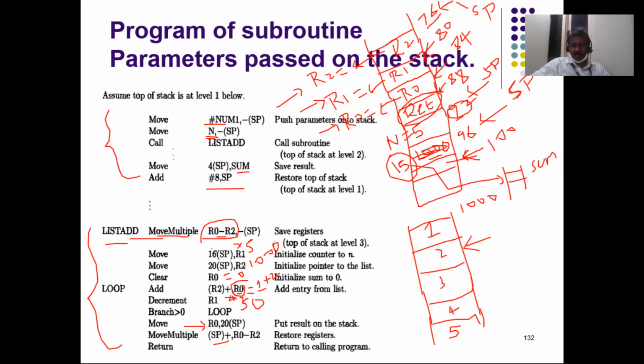Now we are using R0, R1 and R2 as per our convenience. We are storing the number of values in R1, the starting address of the first number in R0, R2, and the sum in R0. Like that we are using them as per our wish. Finally, once our task is over, we store the result at some location in the stack. Then once the control goes back, the previous values in R0, R1 and R2 should be brought back. That is why this statement is executed.